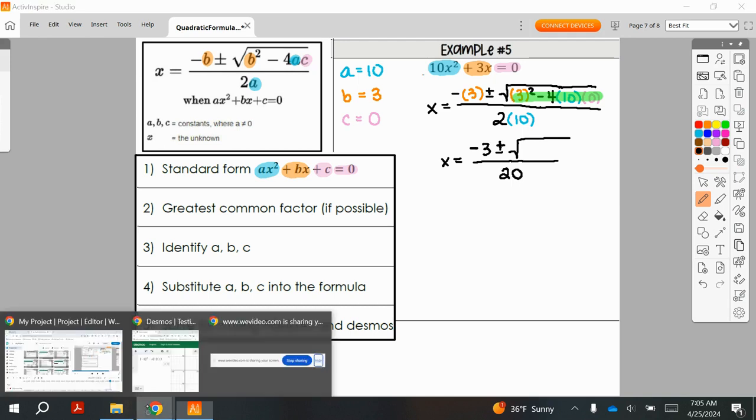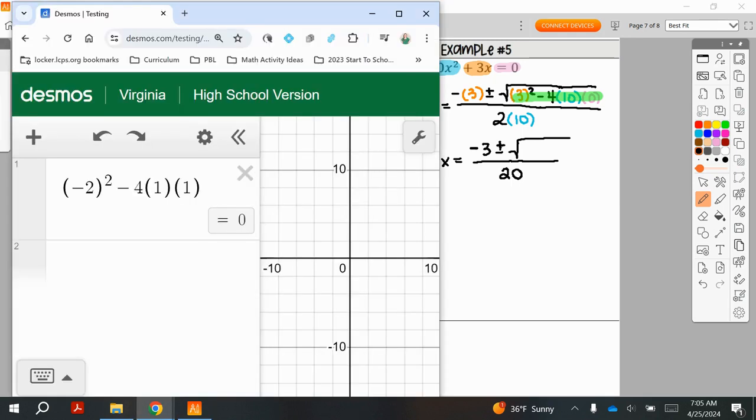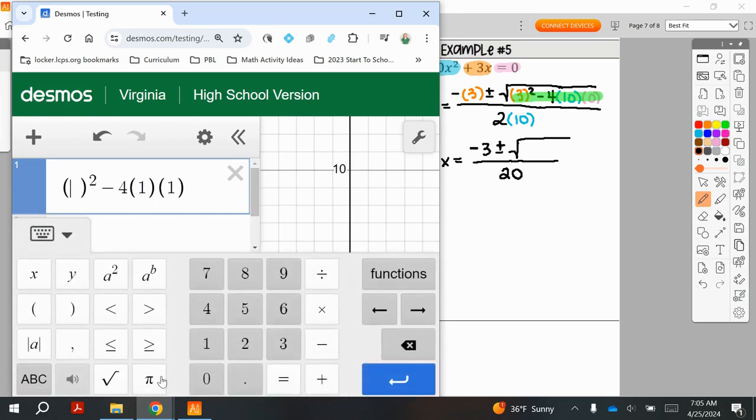From here, I go to Desmos, and if you've been doing Desmos the whole time, the pretty cool thing is that I can just change out the numbers from the last problem in my parentheses to get my answer. So all I'm doing is deleting what I had for B, A, and C last time and replacing my B, A, and C that I have this time.